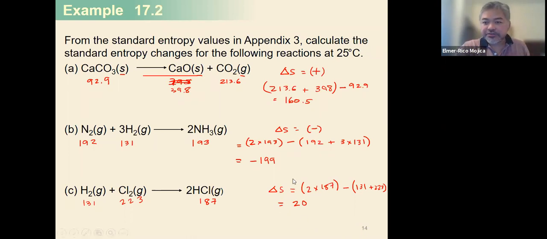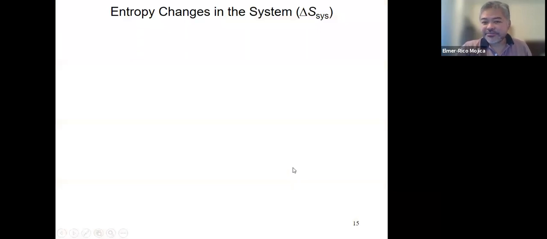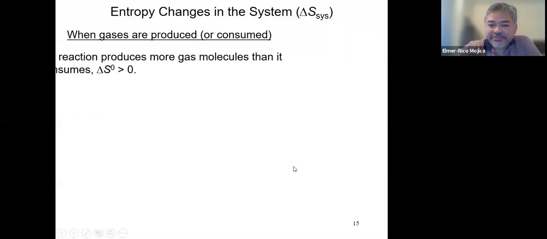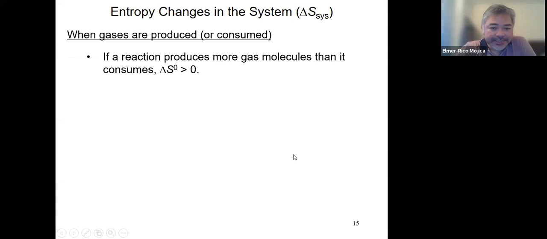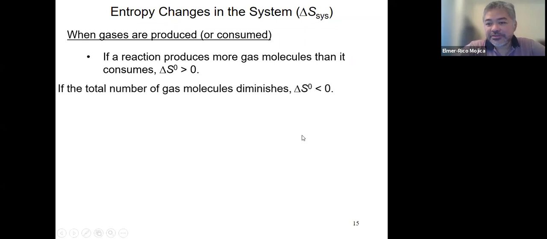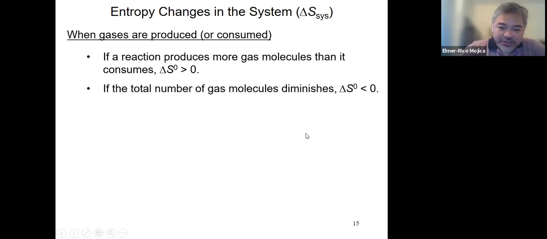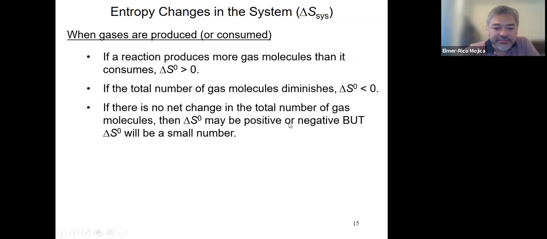Now, what do you need to remember about the entropy changes? When gases are produced or consumed, you have to look at if the reaction produces more gas molecules than it consumes, then you have a positive delta S. If the total number of gas molecules diminishes or decreases, then your delta S will be negative. Okay. And if there is no net change in the total number of gas molecules, then the delta S can be positive or negative, but the value will be a small number.